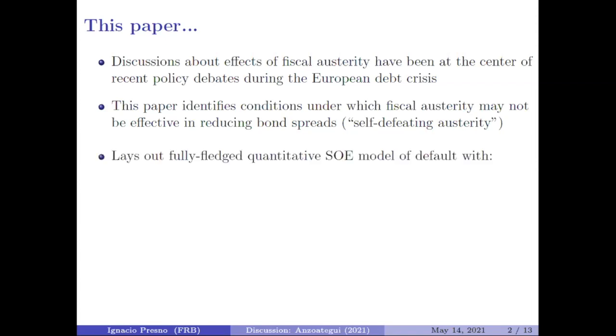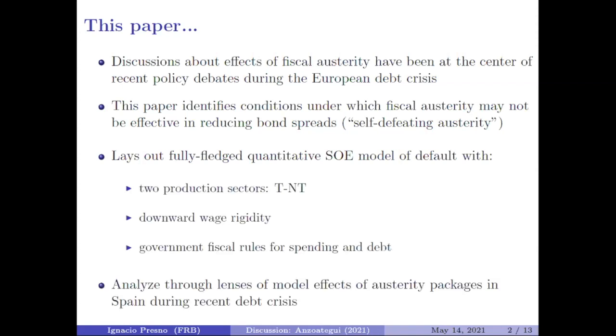So for the analysis, Diego lays out a rich quantitative small open economy model with strategic default in which output is demand determined. The key features are two productions, tradables and non-tradables, a downward wage rigidity, and of course, the government fiscal rules for spending and debt. And then using this model, he's going to run a counterfactual exercise to analyze the effects of austerity packages in Spain. So let me jump into the mechanism.